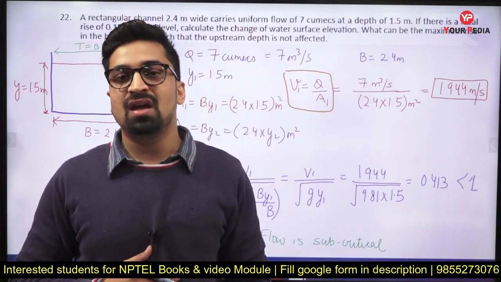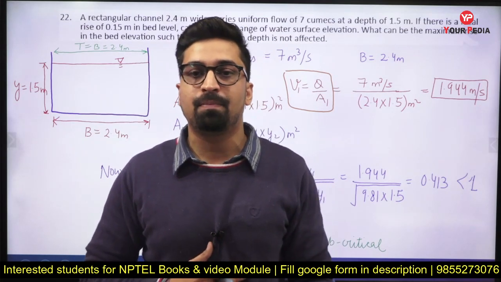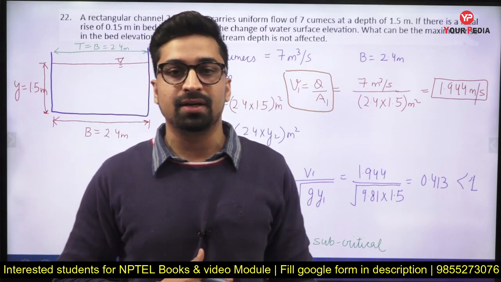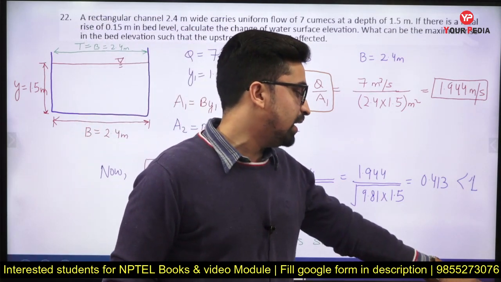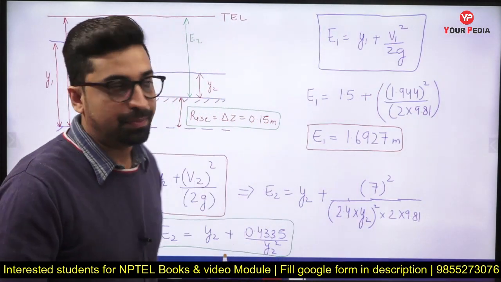They are saying that there is a hump, or a rise in the level of the bed, of 0.15 meter during the flow of the channel, right? And they are asking you to calculate the depth after the hump.